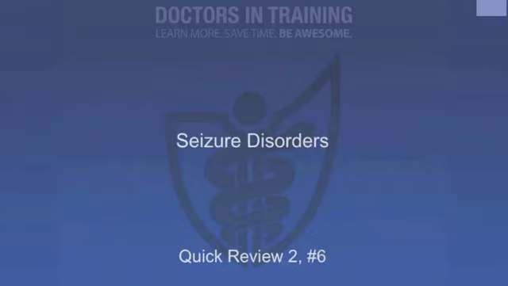Next question, tramadol is contraindicated in patients with what type of disorder? Well, tramadol is contraindicated in patients with seizure disorders. Not an absolute contraindication, but definitely a relative contraindication. In a patient who has a history of seizures, you want to avoid tramadol if at all possible. Tramadol can lead to increased risk of seizure in overdose, but also in normal doses.